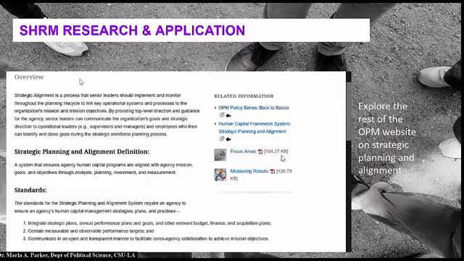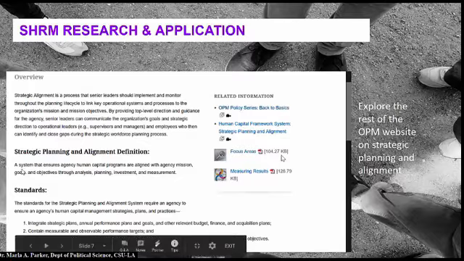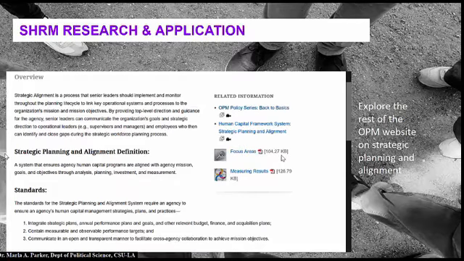By providing top-level direction and guidance for the agency, senior leaders can communicate the organization's goals and strategic direction to operational leaders, such as supervisors and managers, and employees who then can identify and close gaps during the strategic workforce planning process. So the definition of strategic planning and alignment is a system that ensures agency human capital programs are aligned with agency mission, goals, and objectives through analysis, planning, investment, and measurement.